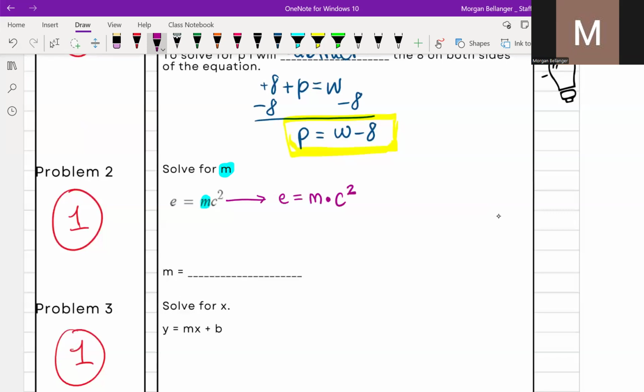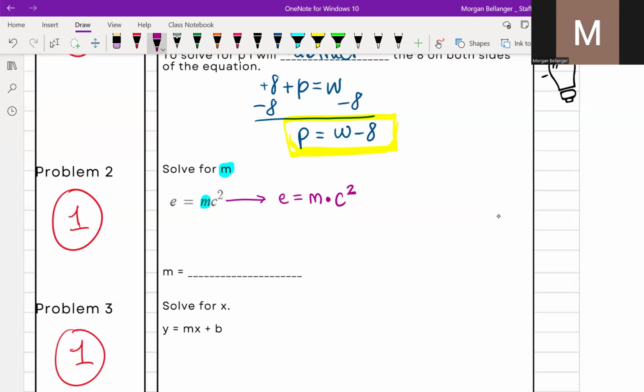Don't call me after midnight. We cannot distribute anything. Usually you would see distributing with parentheses. We cannot combine any like terms. That would usually be with adding or subtracting with things that have the same variable. Remember, variable is just another word for a letter. And then we are going to try to move stuff over to get the M by itself.